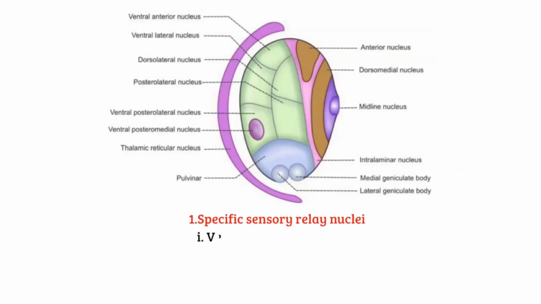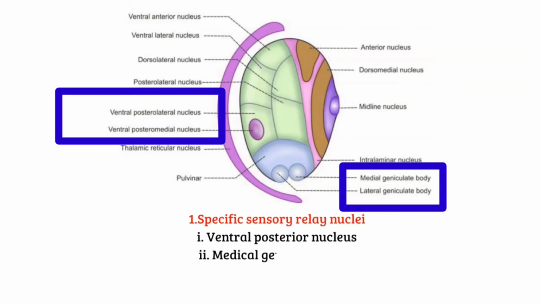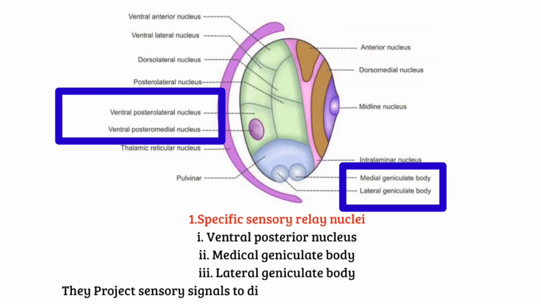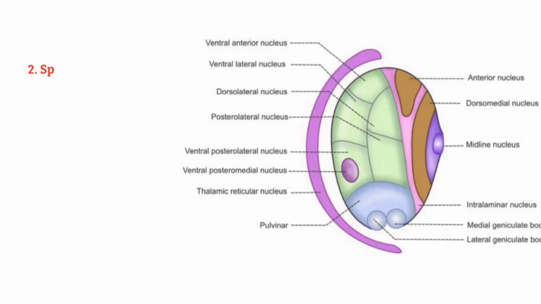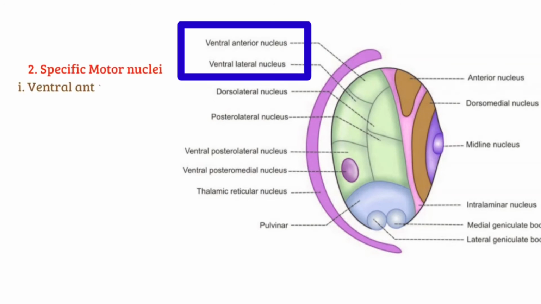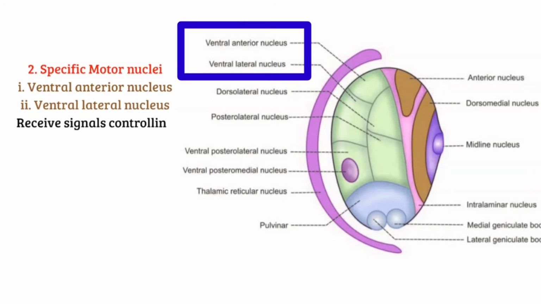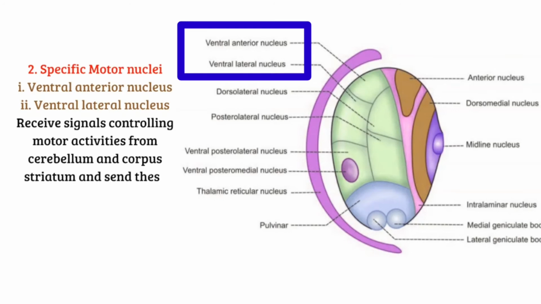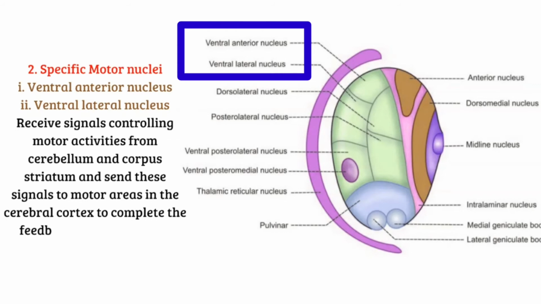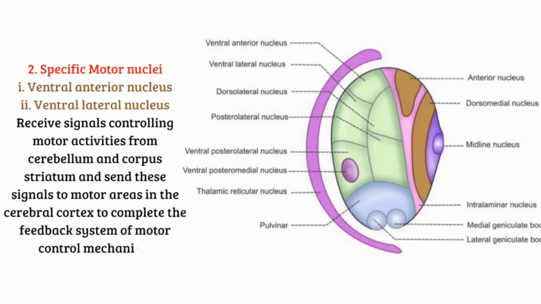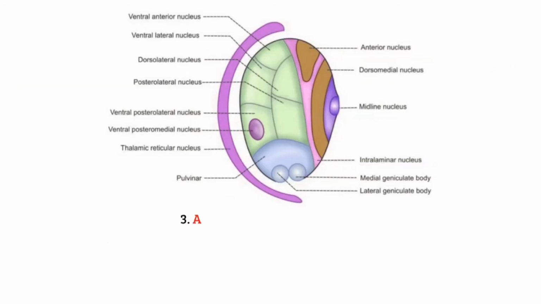Now, specific sensory relay nuclei, in which ventral posterior nucleus, medial geniculate body and lateral geniculate body are included. They project sensory signals to distinct areas of cerebral cortex. Specific motor nuclei, in which ventral anterior nucleus and ventral lateral nucleus are included. They receive signals controlling motor activities from cerebellum and corpus striatum and send these signals to motor areas in the cerebral cortex to complete the feedback system of motor control mechanism.